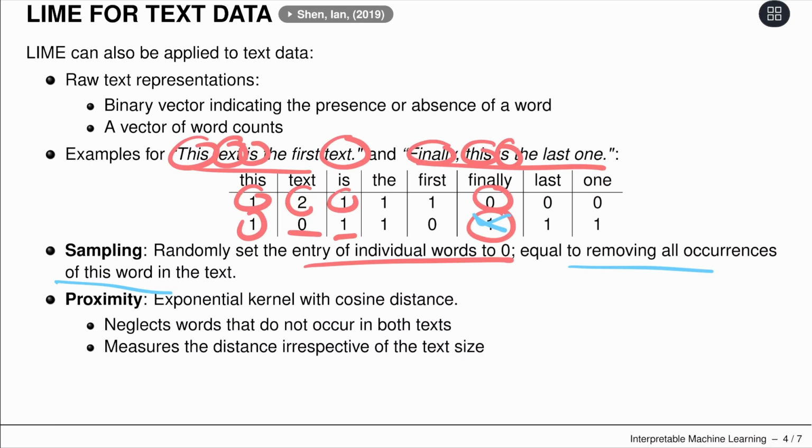Proximity could again be an exponential curve with cosine distance now, which is nice and very common actually, because it neglects words that do not occur in both texts and measures the distance irrespective of the text size.